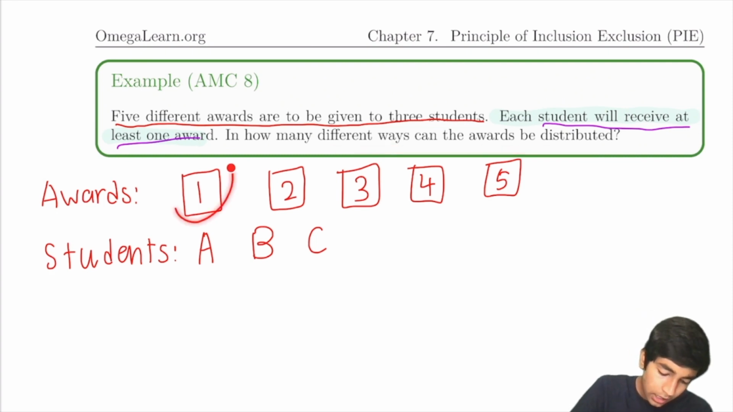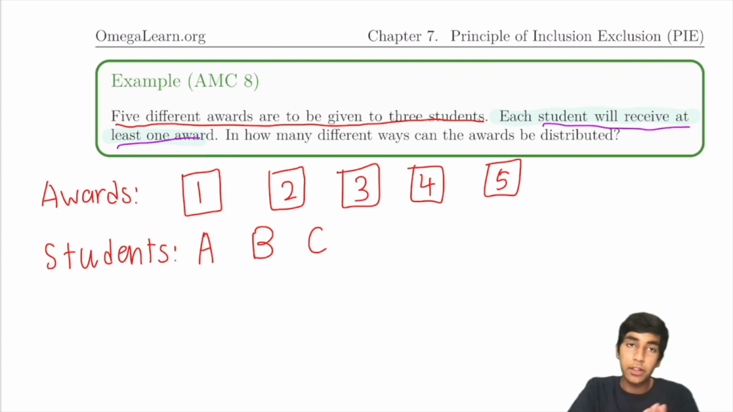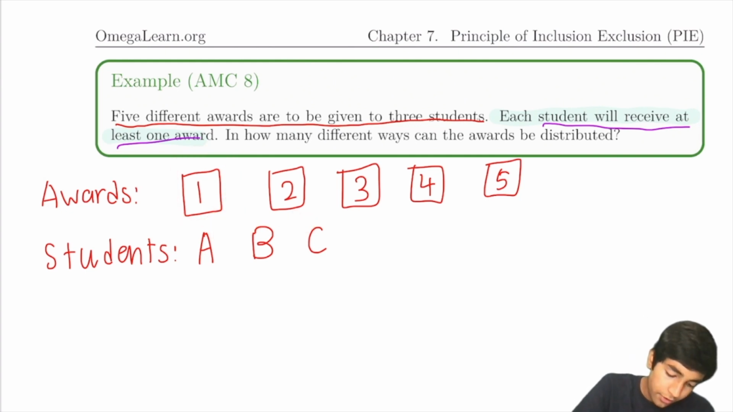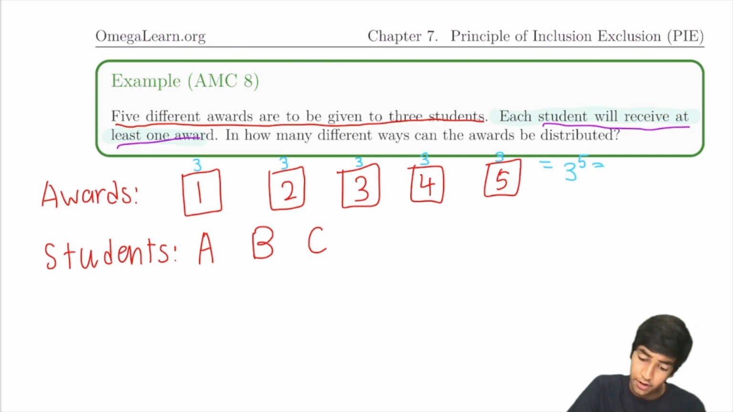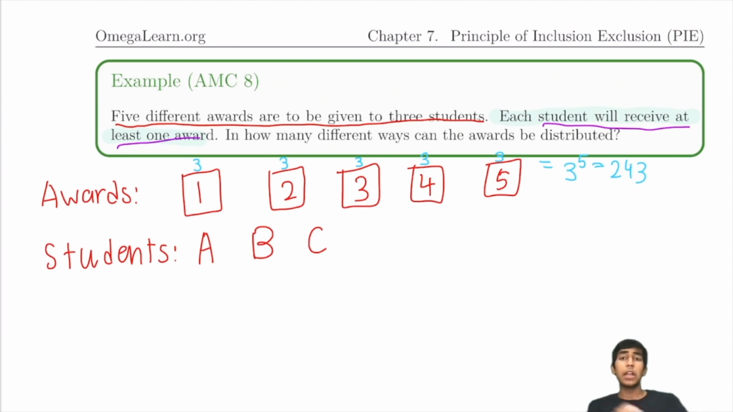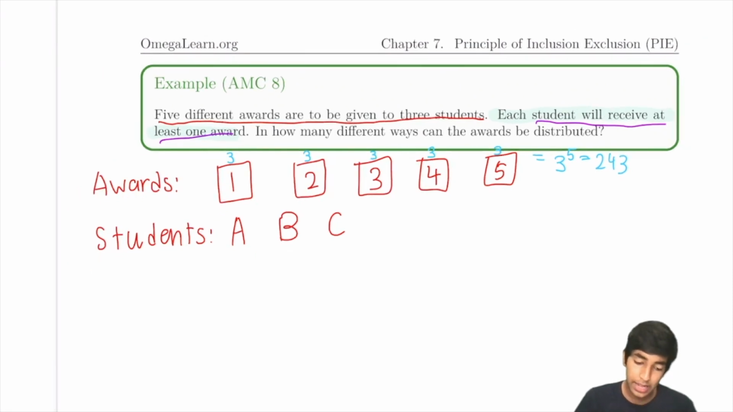Well, each award can go to A, B, or C. Each award can go to each of the 3 students. 3 choices for the first award, 3 choices for the second award, 3 choices for the third award, 3 choices for the fourth, and 3 for the fifth award. It's 3 to the power of 5. That's 243. So, ignoring the constraint, where we could just have anyone get any award, that's 243 different ways.